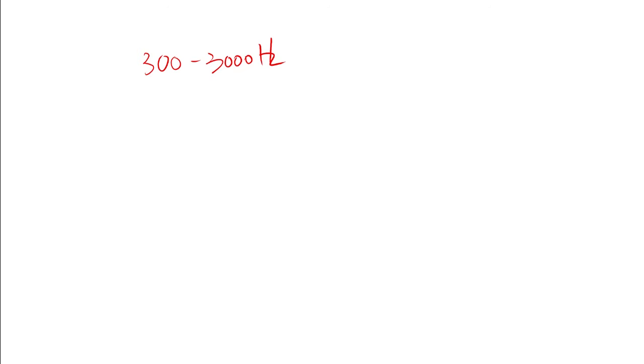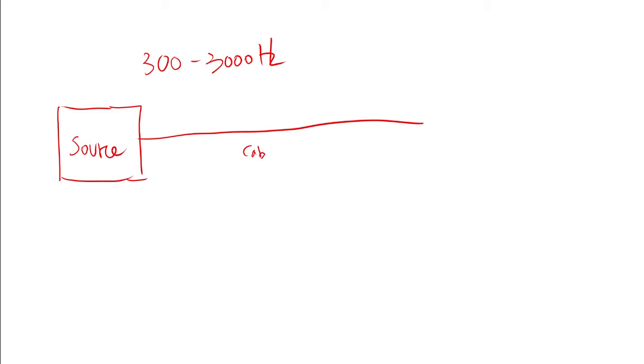So remember we have three components to our telephone system. We have the source, and we have the cable, and we have the recipient.